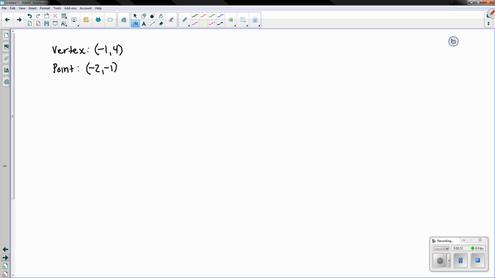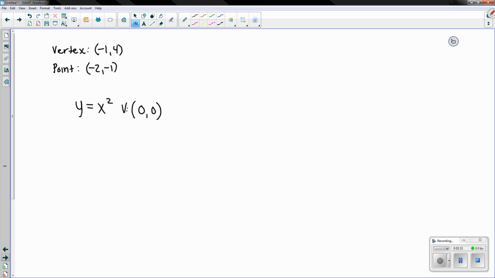The first one, we have a vertex at -1, 4 passing through the point -2, -1. So again, we're going to use our parent function to begin. So we have y equals x squared, and we know the vertex is at -1, 4. And also, I'm using the knowledge that for the parent function, we have a vertex at 0, 0.